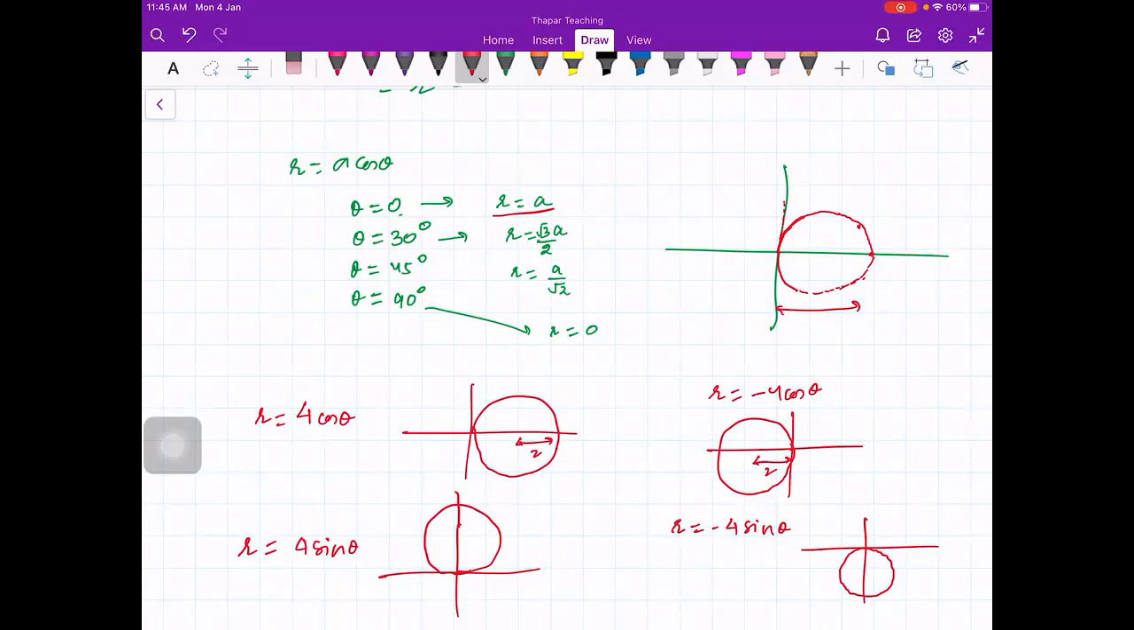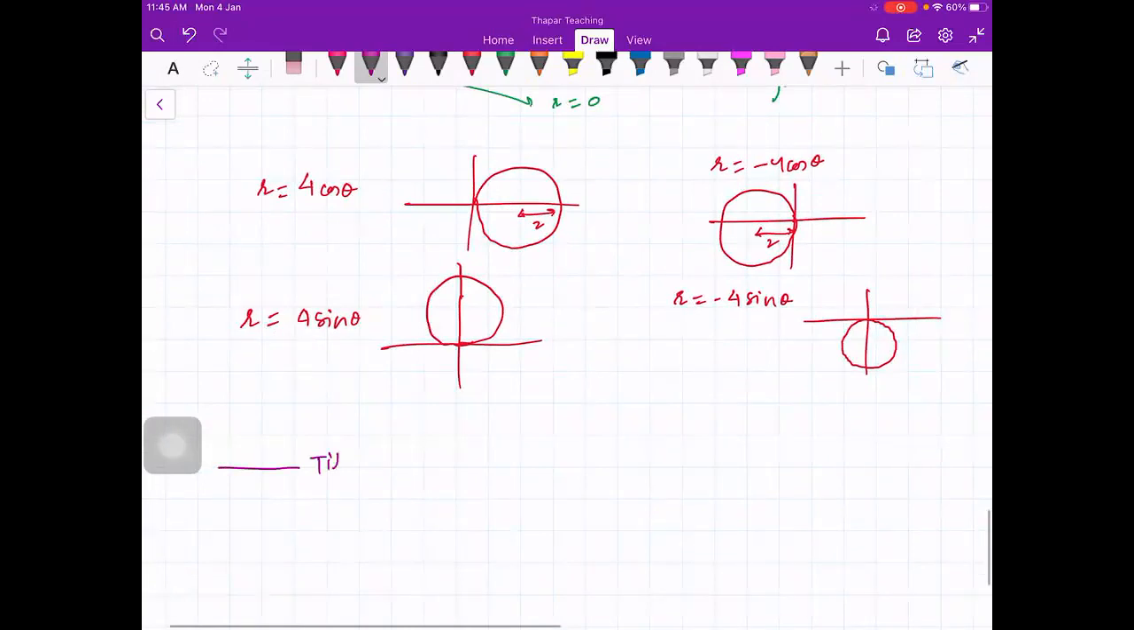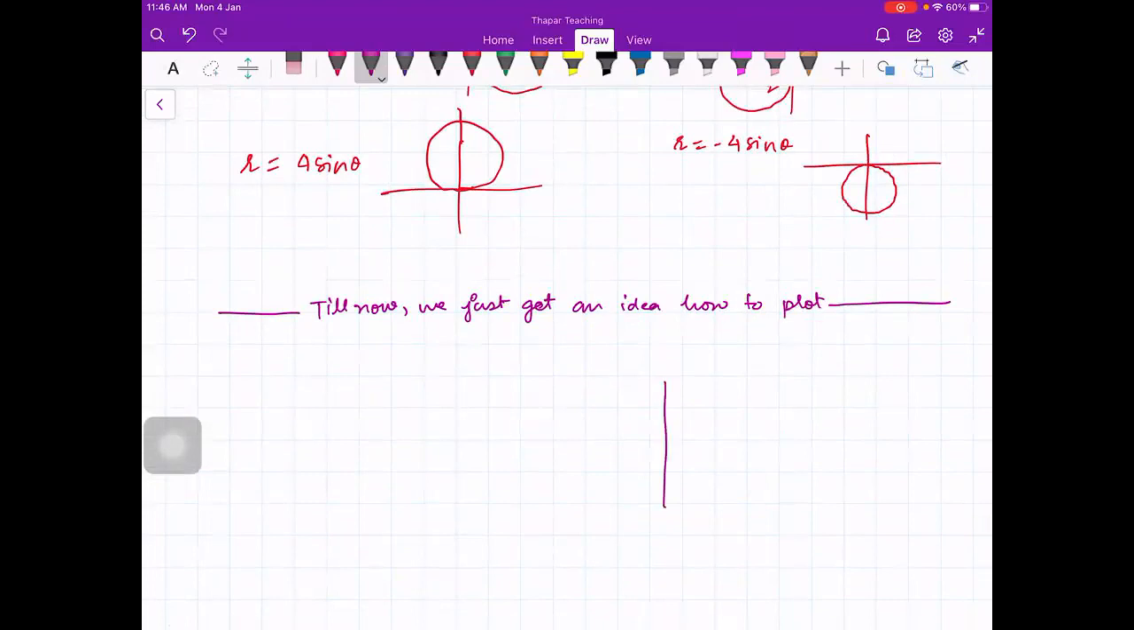Okay beta, so till now it may be a little confusing, but please plot the curves by following the steps, every curve, then you will understand. Okay, and then you will be able to remember also. Okay, now you tell me what we were doing. So till now we just got an idea how to plot.